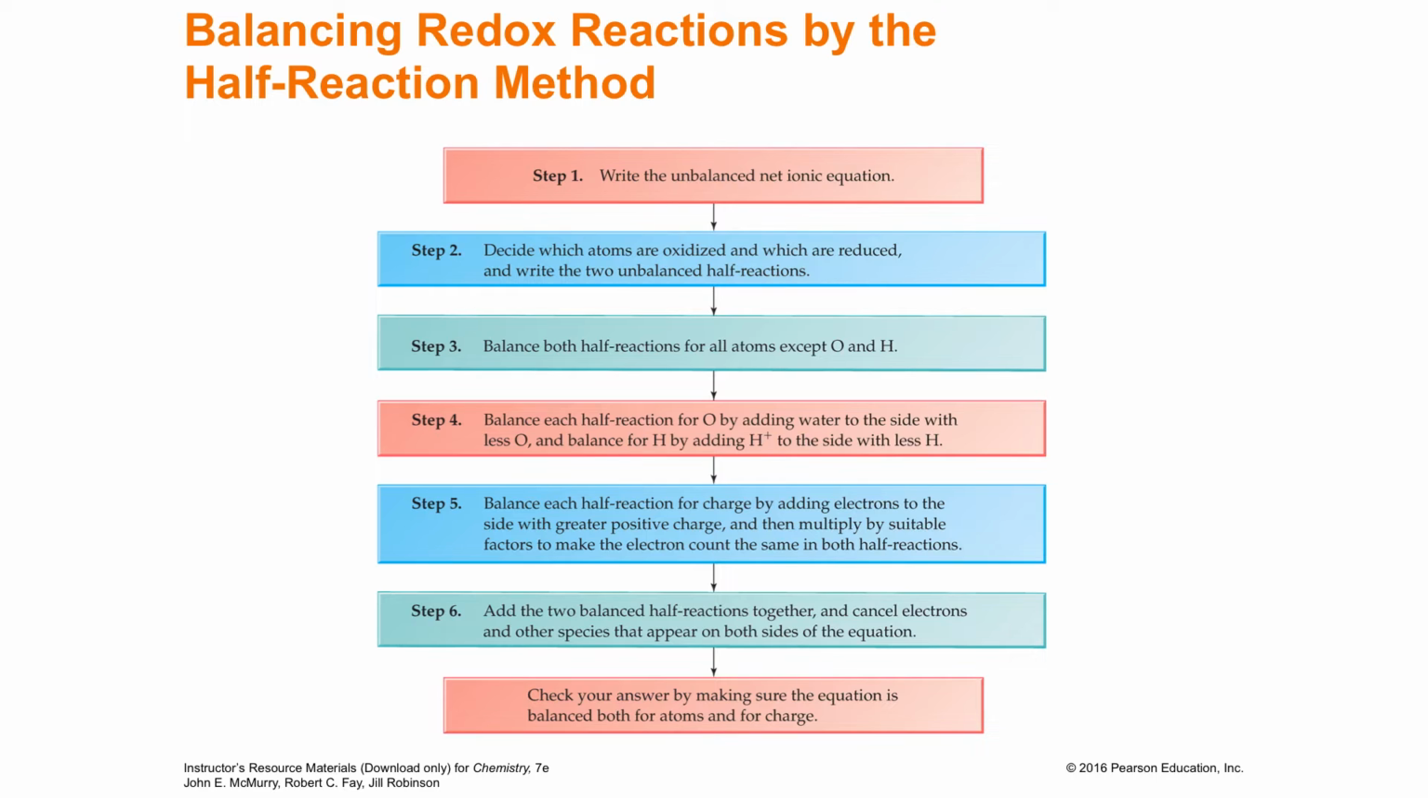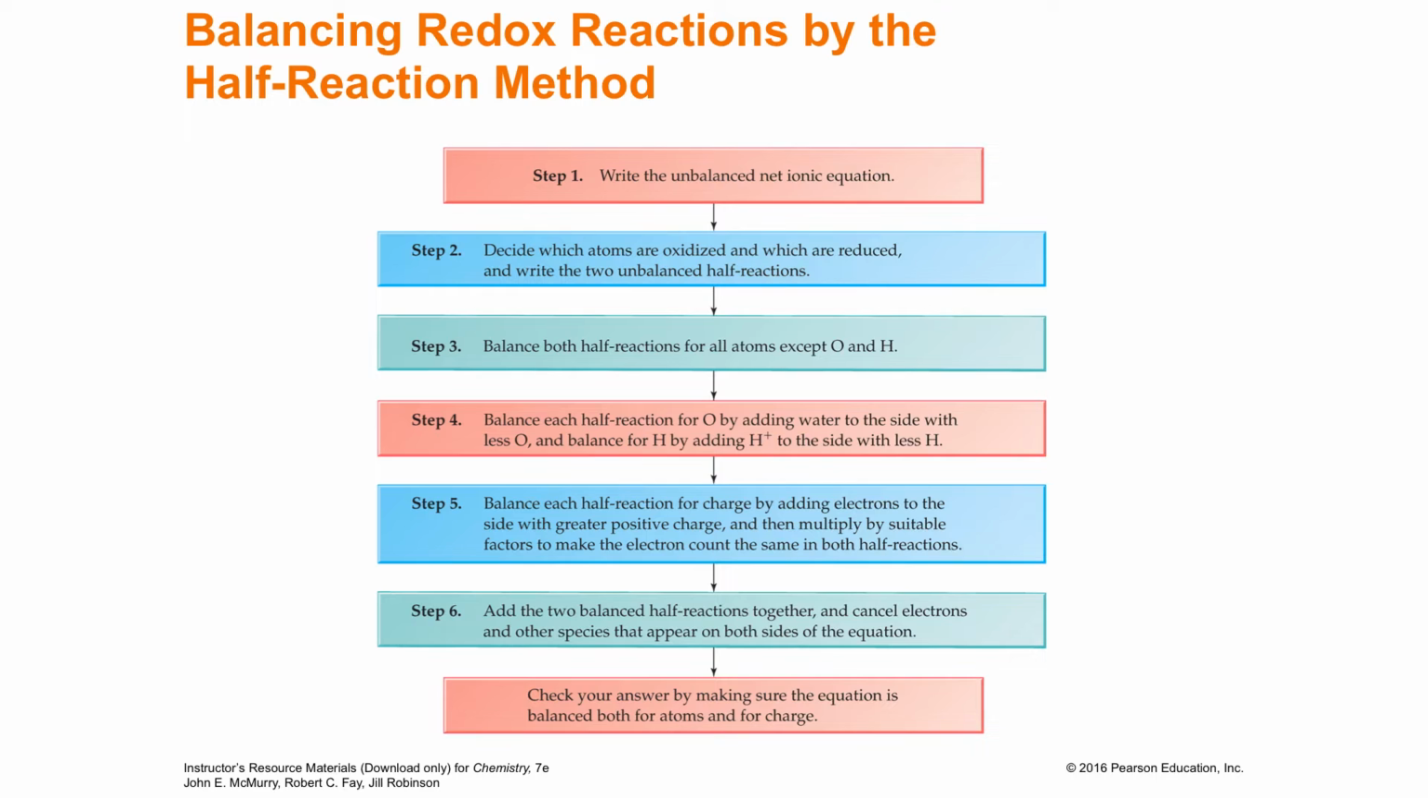Step 6, you add the two together. You cancel anything that's on both sides, kind of like spectators. You cancel them all. Then you check your answer by seeing if all the atoms are the same on both sides and all the charges are the same. That's how you do it.